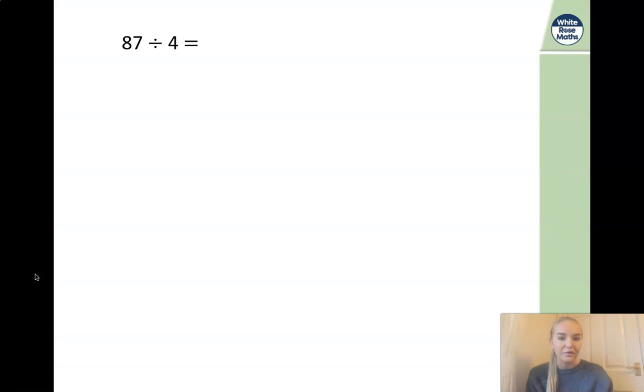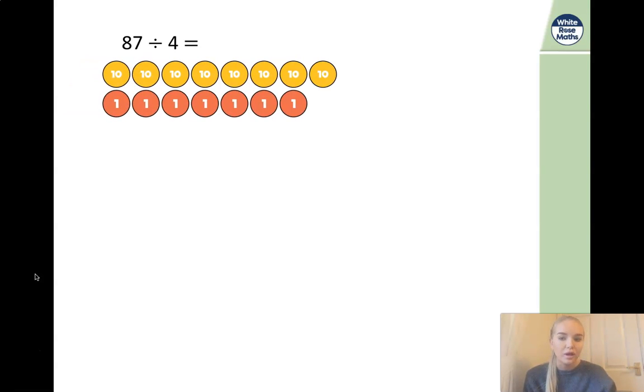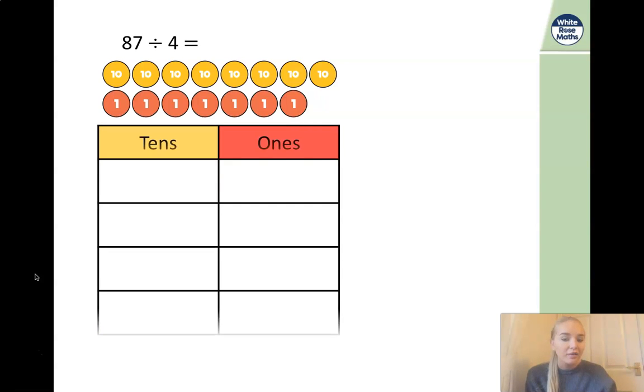Super work. So let's look at the work that we looked at yesterday. Let's look at one example together and then it will be your turn. 87 divided by 4. I have made the number 87 with my place value counters. You can see I have 8 tens and 7 ones. I have now in front of me got my place value chart. I know that because my divisor, the number I am dividing by, is 4, I am going to have 4 rows. Do I start with my tens or my ones first, Year 4? My tens, fantastic.